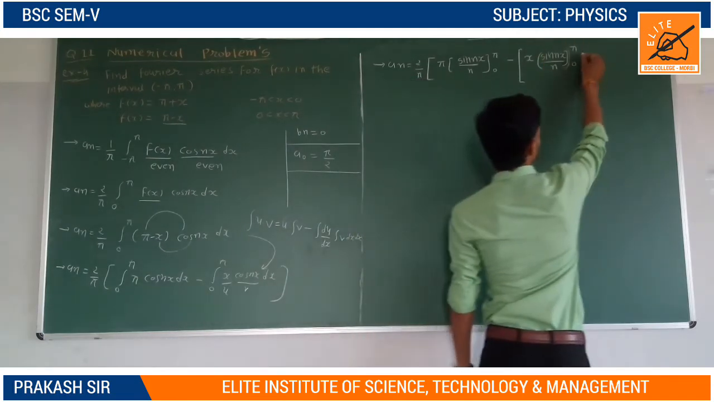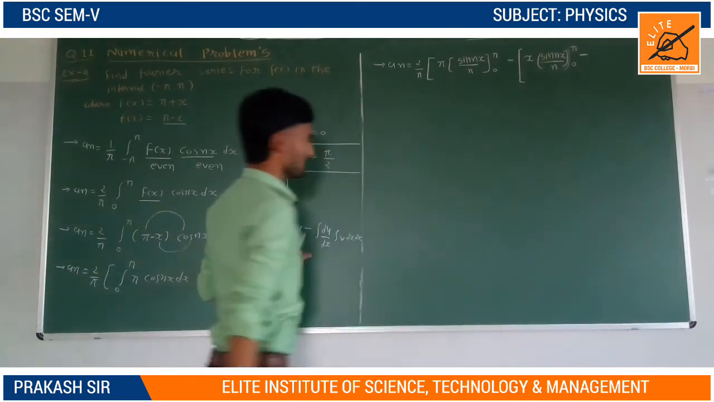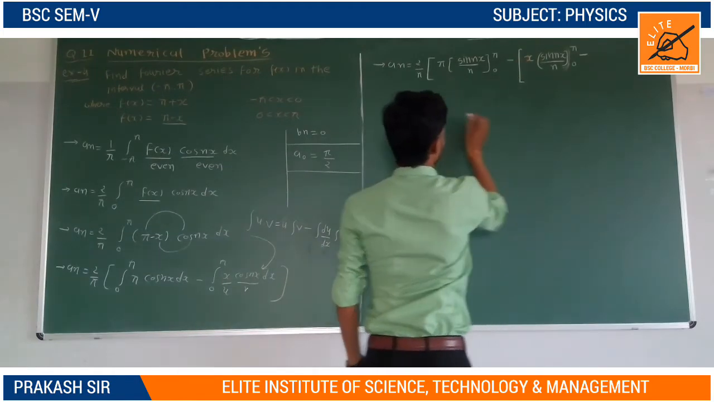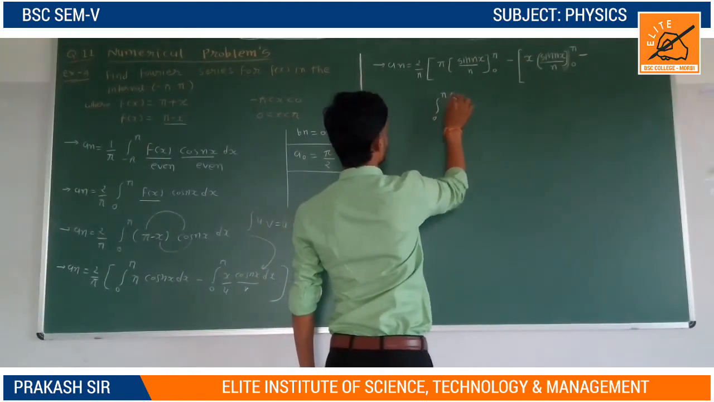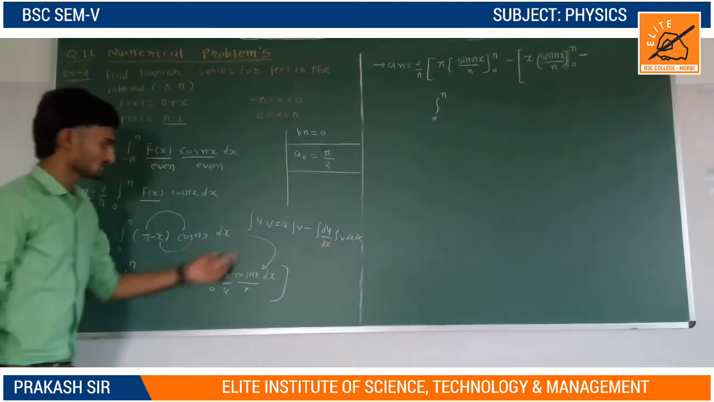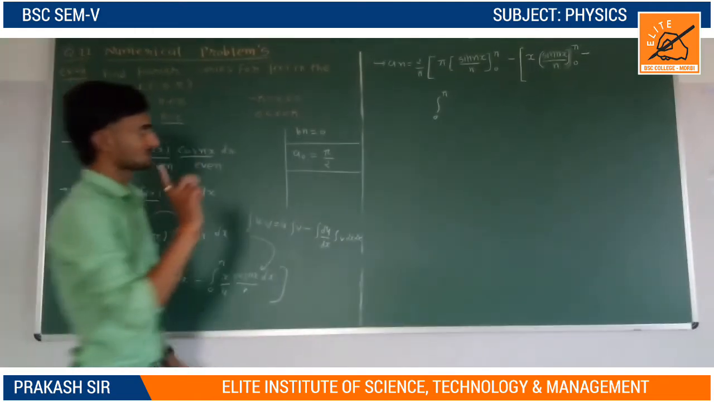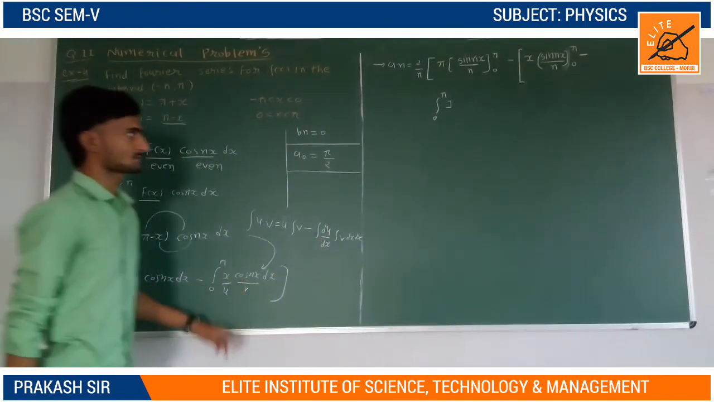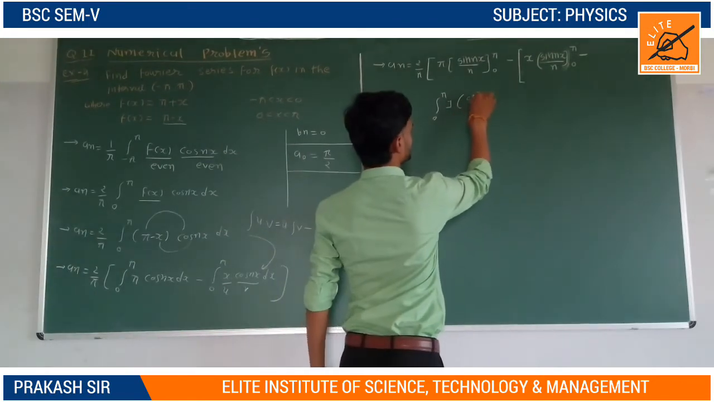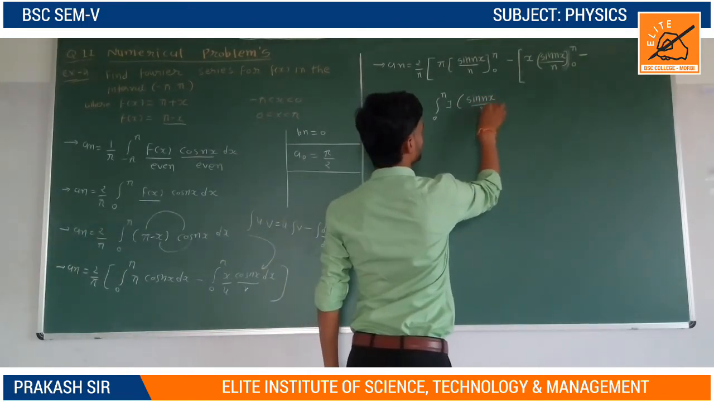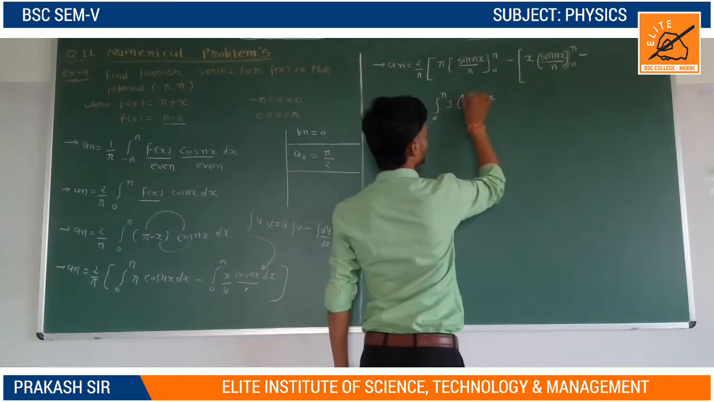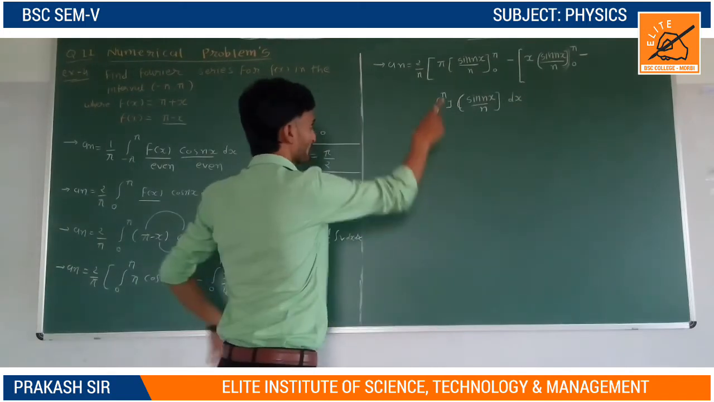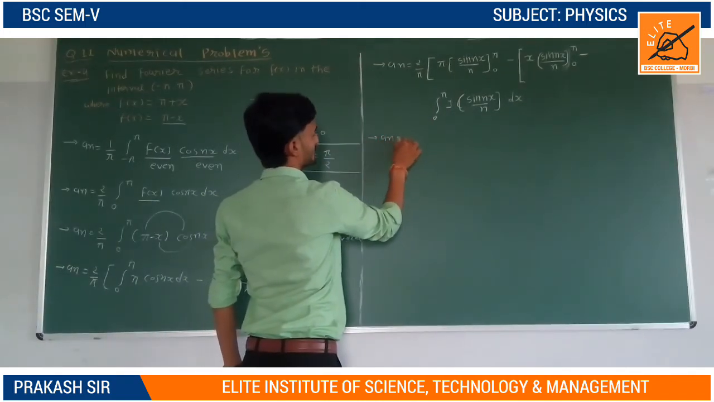Minus, this is minus once minus, and integration of 0 to pi. Here du upon dx, u is x, dx upon dx is 1, into integration of cos nx, sin nx upon n, into dx. Now a_n is 2 upon pi.